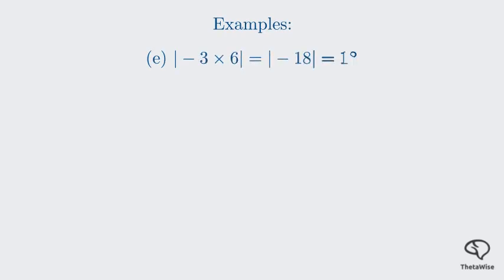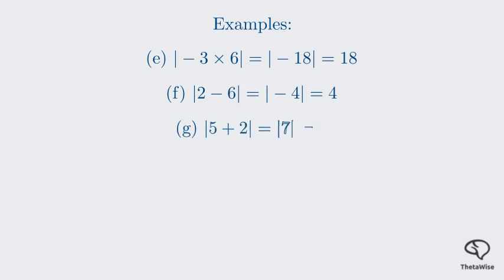Let's evaluate a few expressions. The absolute value of -3 times 6 is the absolute value of -18, which is 18. The absolute value of 2 minus 6 is the absolute value of -4, which is 4. And the absolute value of 5 plus 2 is the absolute value of 7, which is 7. Let's try one more example that requires a few steps. We need to find the absolute value of -13/10 plus 4/5.